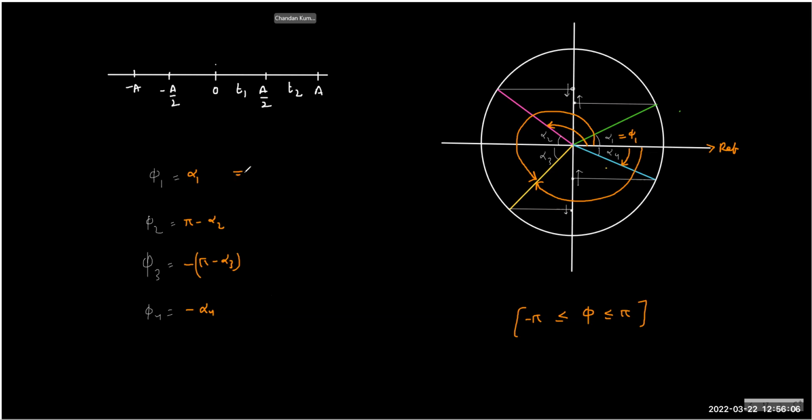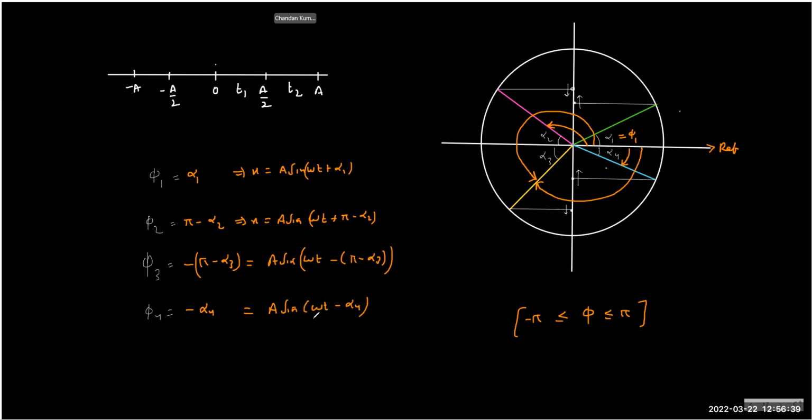Yes. And therefore, it's very easy to write the equation. If you start in the first scenario, x will be written as a sine omega t plus alpha 1. In case 2, x will be a sine omega t plus pi minus alpha 2. Here the answer will be a sine omega t minus pi minus alpha 3. And a sine omega t minus alpha 4. This is how we write the x value once I know the phi value of every possible journey.